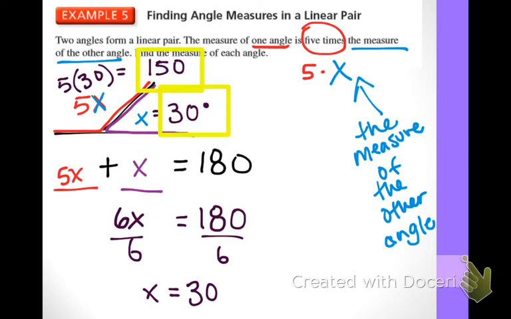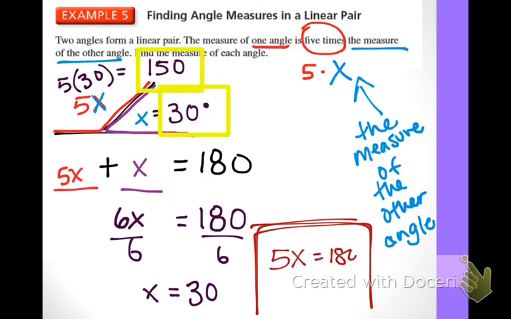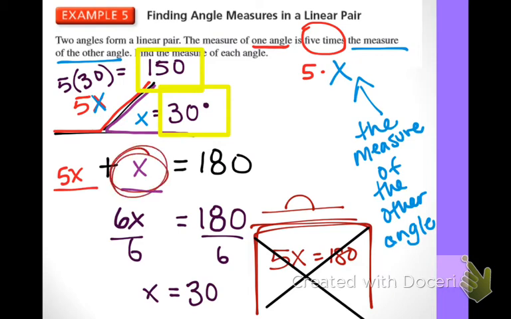The most common mistake that I see people do, I'm just going to write it down here. Most people do 5x equals 180. Here's why this would be incorrect. If you take 5x and set it equal to 180, you are saying that one angle, which is 5x, is 180 degrees, which is not true. The two angles added together equal 180. So make sure in this problem you do not forget that x.